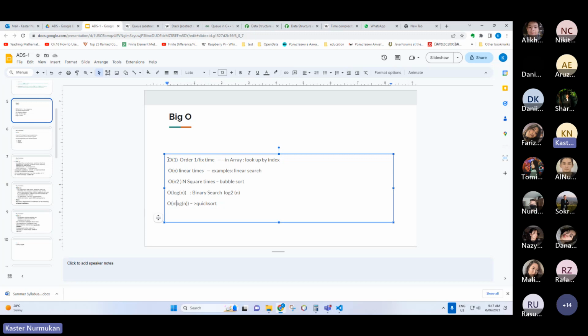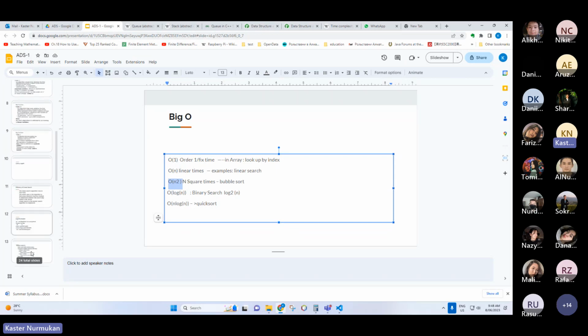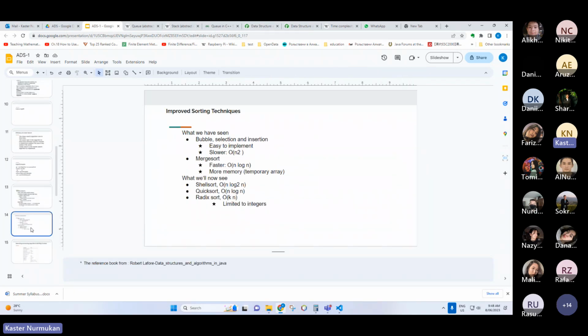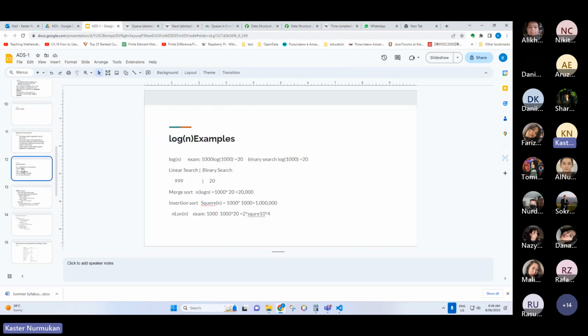So you should immediately understand what O(1) means, what fixed time means. That's the same thing: if I talk about fixed time or one, it's the same. O(n) means linear time, which is very easy to understand. O(n squared) means quadratic time. What is quadratic complexity? An example of quadratic time is the insertion sort.